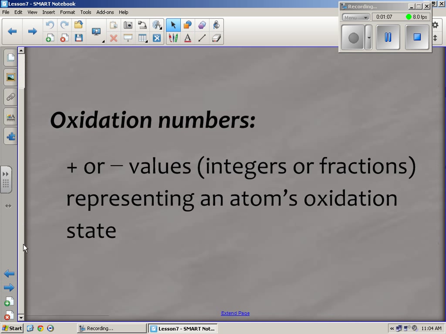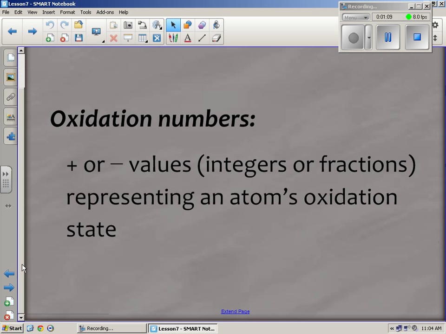So oxidation numbers can be positive or negative values. There is a big difference between positive and negative, obviously. I know you know that, but there is a difference. They can be integers, aka positive or negative 1, positive or negative 2, positive or negative 3, etc. And they can also be fractions. And fractions are our friends, because they both start with FR. Fractions, friends. So they could even be fractions representing an atom's oxidation state.